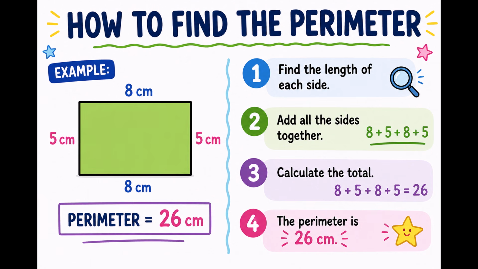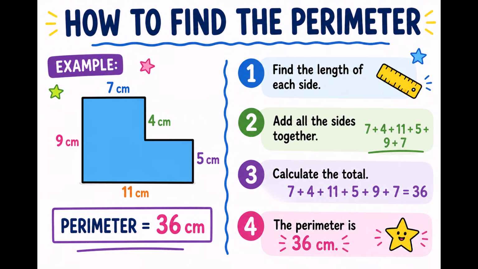This is how you find the perimeter of this rectangle. Find the length of each side. Add all of the sides together, and then calculate the total amount. Now, we will have our perimeter. It is 26 centimeters.